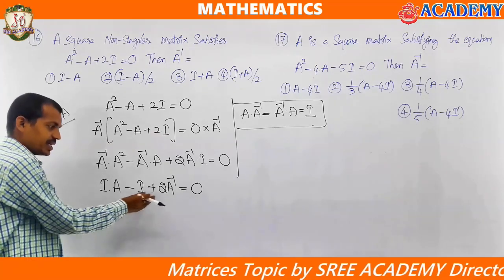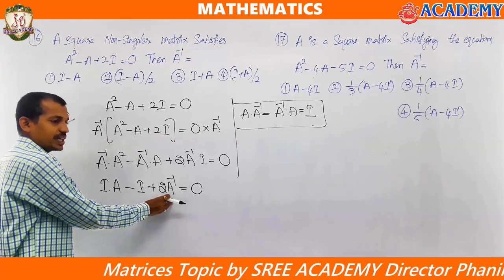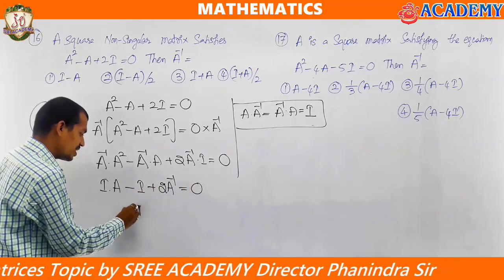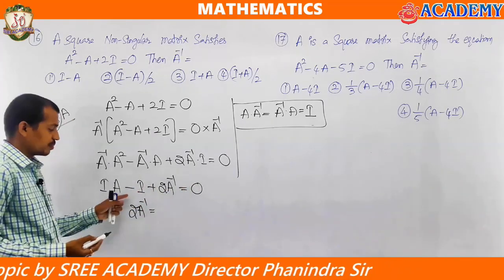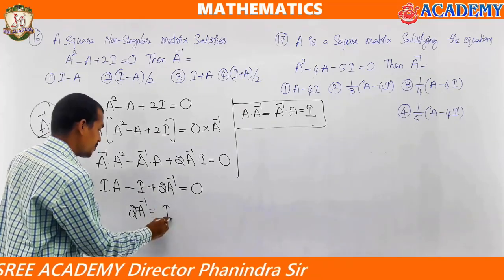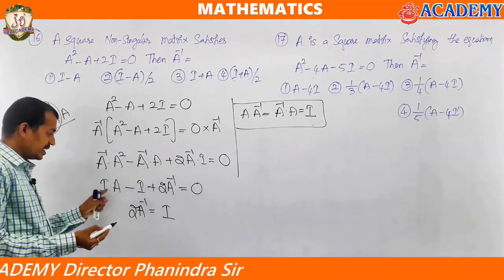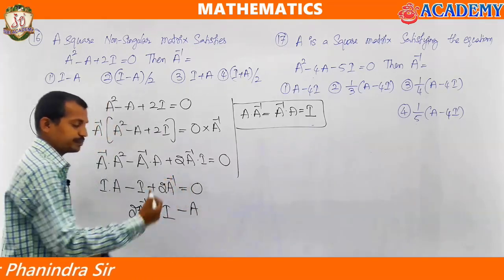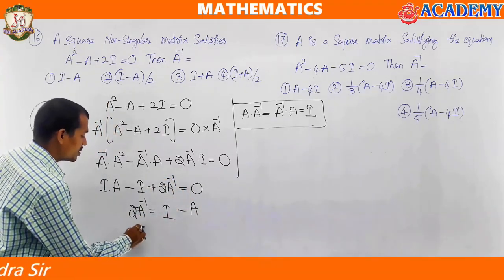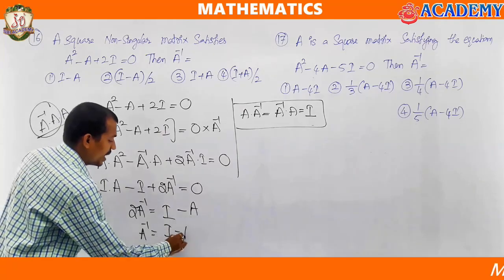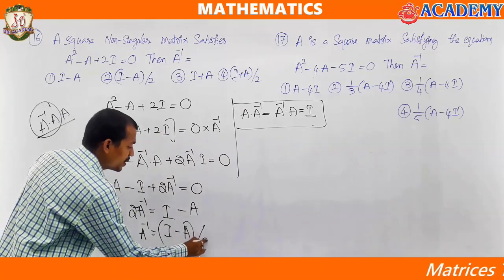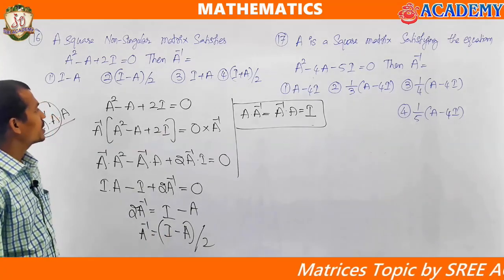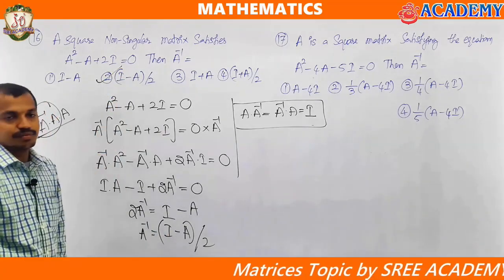I want A inverse, so I move the other matrices to this side. That is 2A inverse, and A inverse equal to minus A becomes plus A. This is A, identity into A is nothing but A, it is positive, and you will get it negative on the other side. That is A inverse equal to (I minus A) by 2. That is going to be your answer.